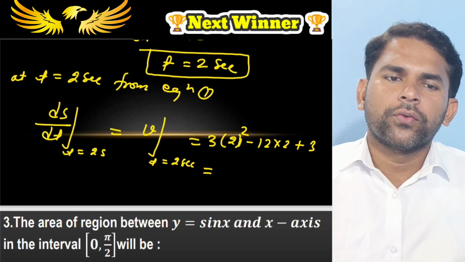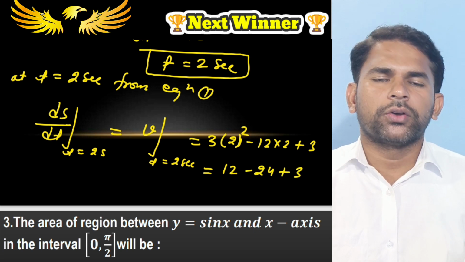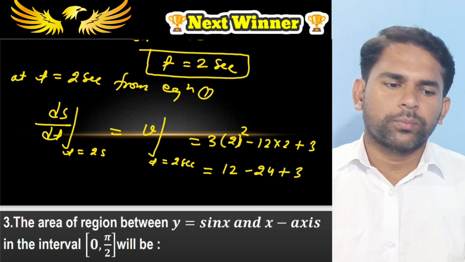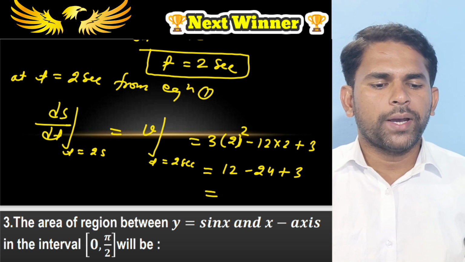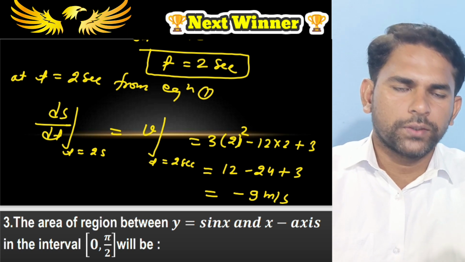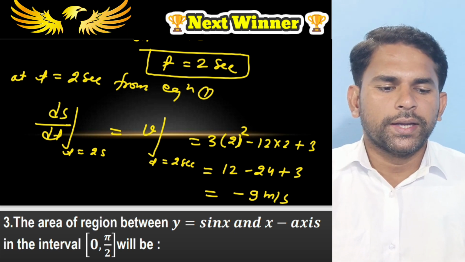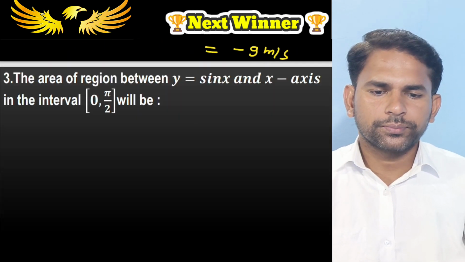2 2s are 4, 4 3s are 12, minus 24 plus 3. Now you can solve: 12 minus 24 is minus 12, plus 3 is minus 9 meter per second. So this is the answer of the velocity when acceleration will be 0. So you can solve. Next question you can see on the screen.